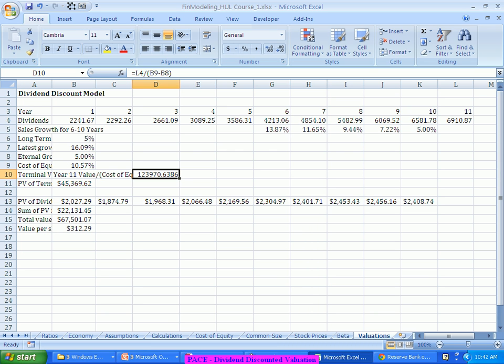I'll divide it by the total number of shares, which will provide me the value per share, because this is the total market value as per my expectation, not as per the market. As per my projections, the value of the equity of this company is going to be 67,501. This divided by the total number of shares will give me what should be the price per share of this company, which works out to 312.29. Then I'll compare it with the market price to decide whether it is overvalued or undervalued.